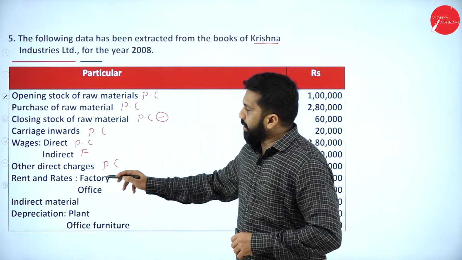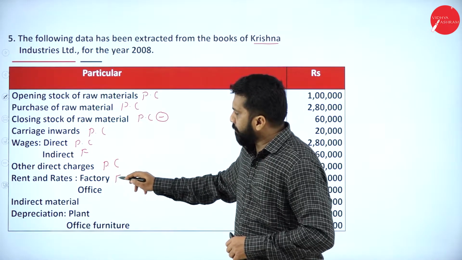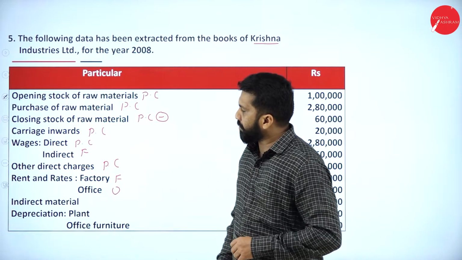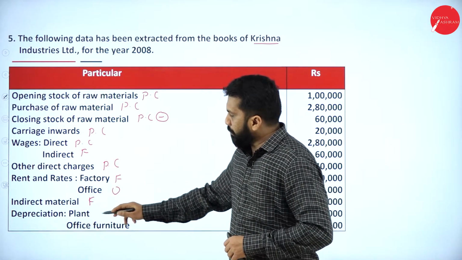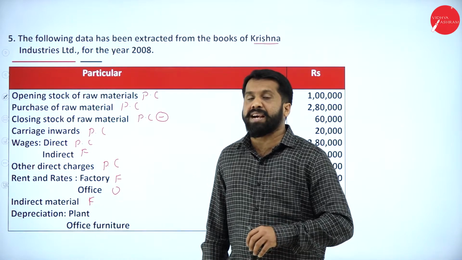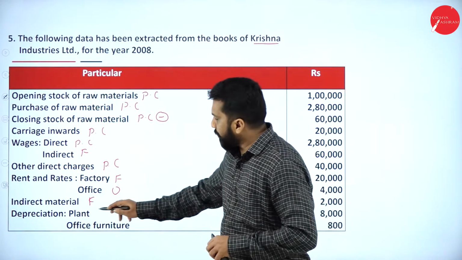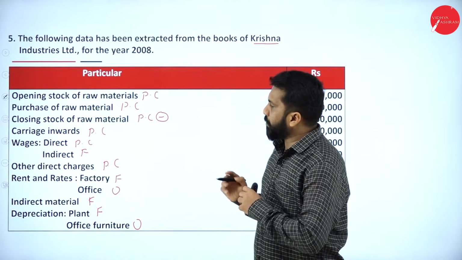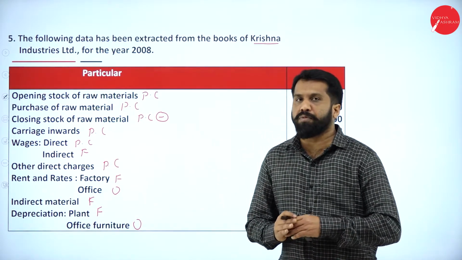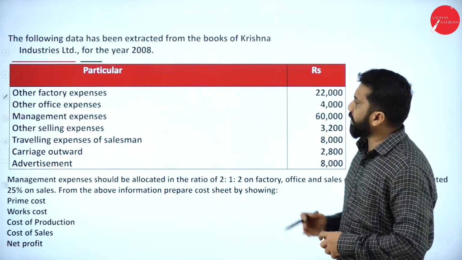Now, rent and rates comes under factory, or it comes under office. Indirect material, factory. Depreciation on plant, where do we keep plant? In the factory. So it comes under factory, or it comes under office. Up to this, any doubt? Hopefully, no doubt. We'll go to the continuation.